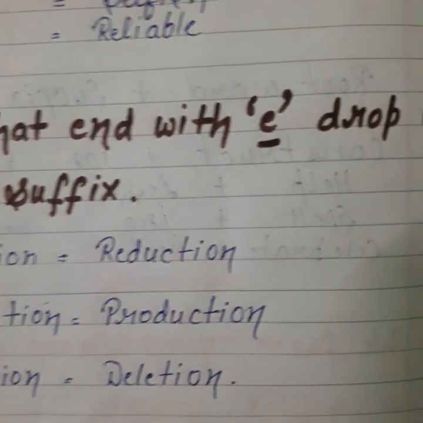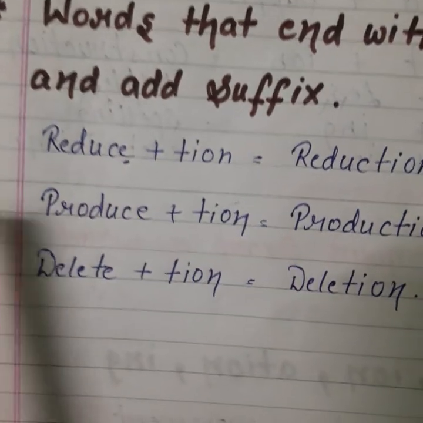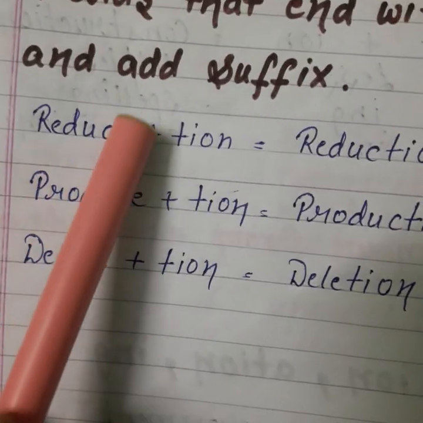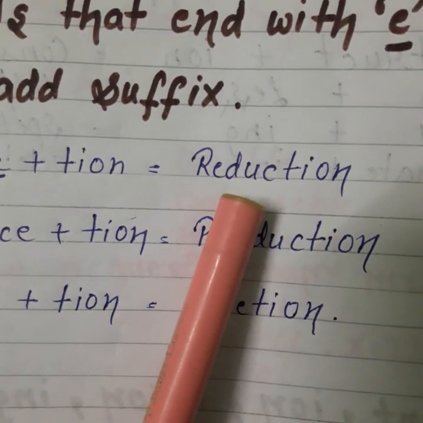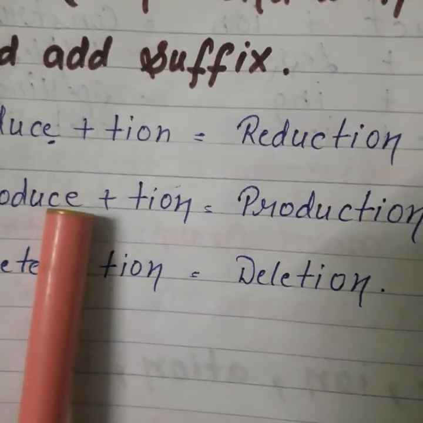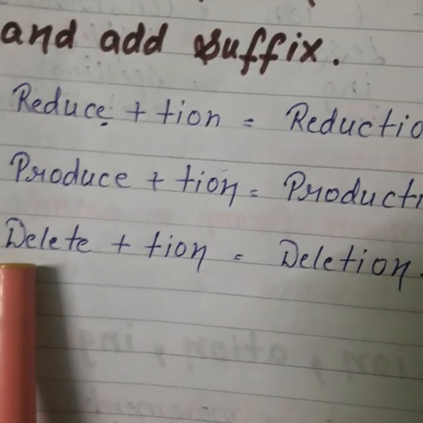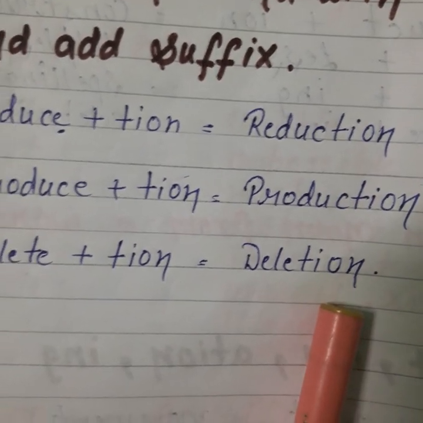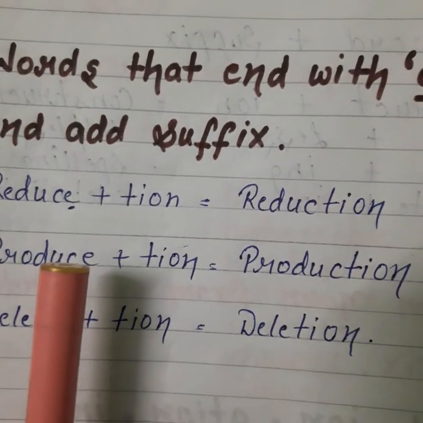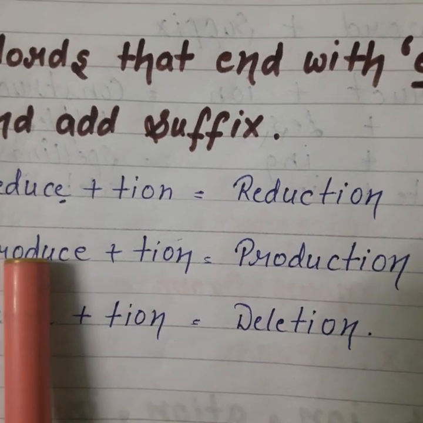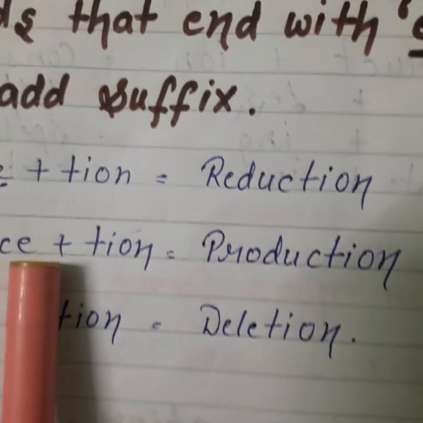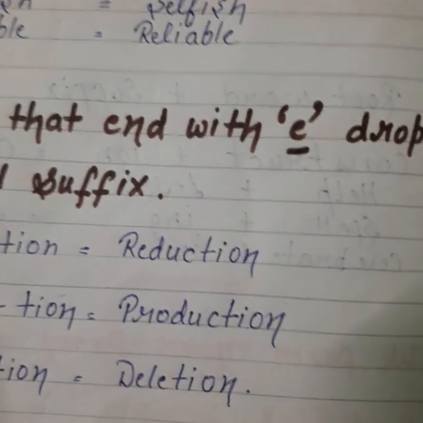Those words which end with e, we will drop the e and add a suffix, like reduce plus tion. The e will be removed from here, and we will add tion, reduction. Produce, we will drop the e and make it production. Delete plus tion, deletion. So you can see here that we have removed e. Whenever there is e at the end of the word, we will drop it and add the suffix to create the new word. I hope you are clear with suffixes and prefixes.